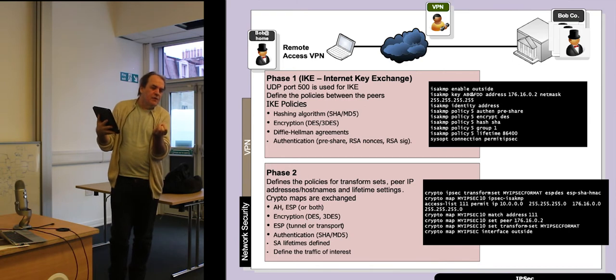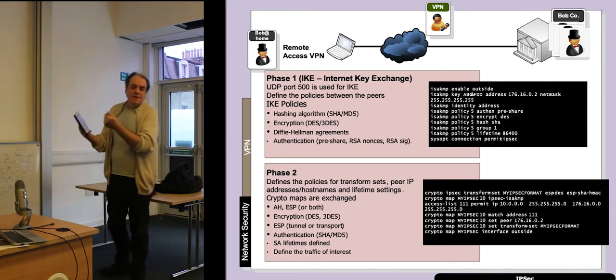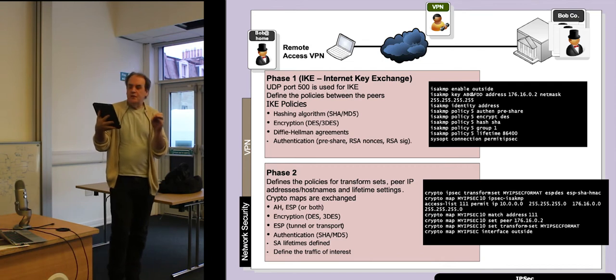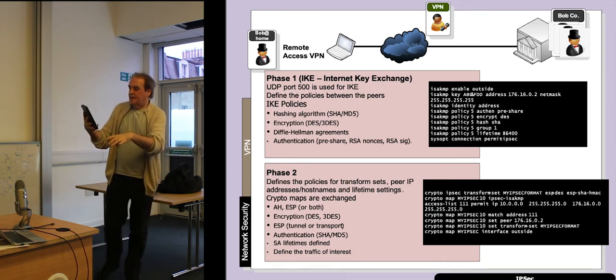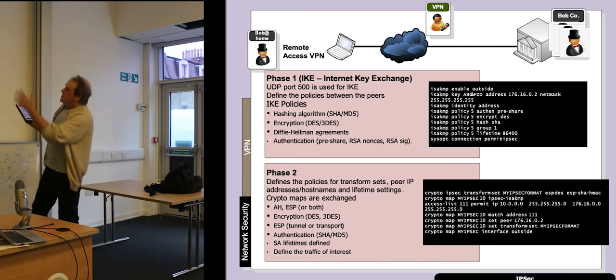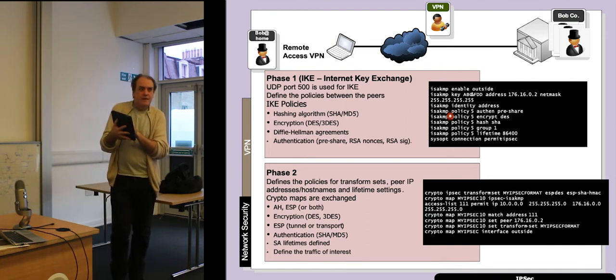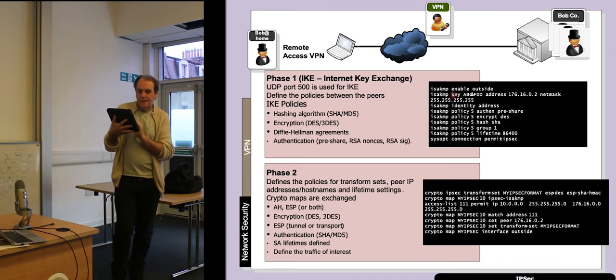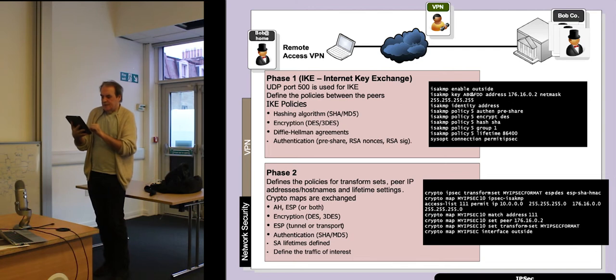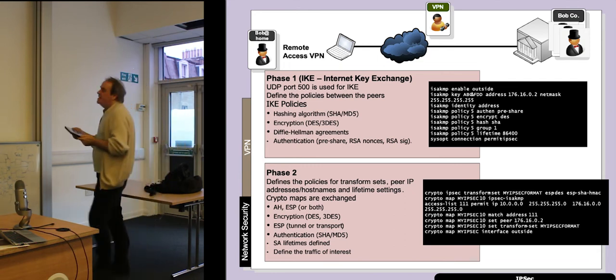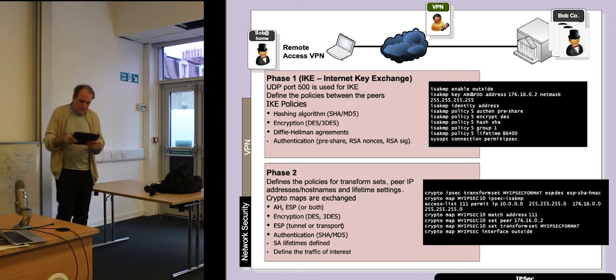And some of the systems now are going for a one-phase connection, but normally you have a two-phase connection. So the first phase is where you negotiate the crypto that you're going to use. So I say that I want to use SHA-1, DES, Diffie-Hellman and so on. So that's defining the crypto policy that we're going to negotiate here, and this is on our Cisco PIX ASA device here. And then in phase two, we can actually define the actual tunnel mode that we're going to do, define the policy. So what traffic goes through the tunnel and what traffic doesn't go through the tunnel is negotiated at phase two of it.